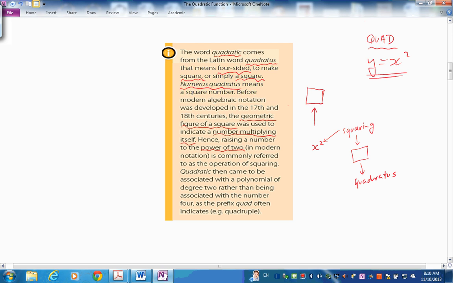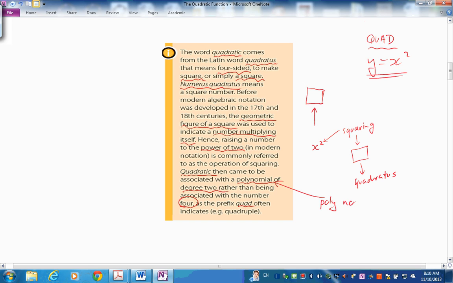Interesting history here. So quadratic then became associated with a polynomial of degree 2 rather than associated with 4, as the prefix quad often indicates, quadruple. So we got sucked in a bit there. Okay, but what's this word here? Polynomial. Hey, this is an interesting one, because the quadratic function is an important first function in the world of polynomials in mathematics.